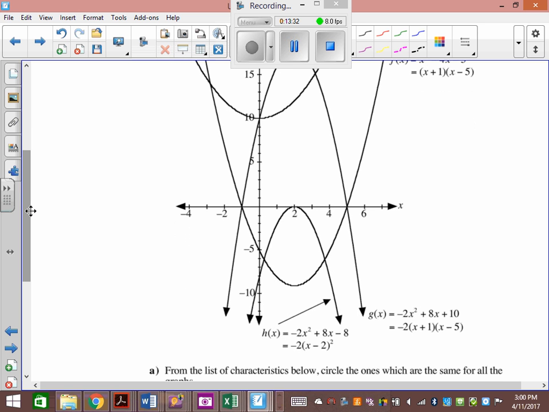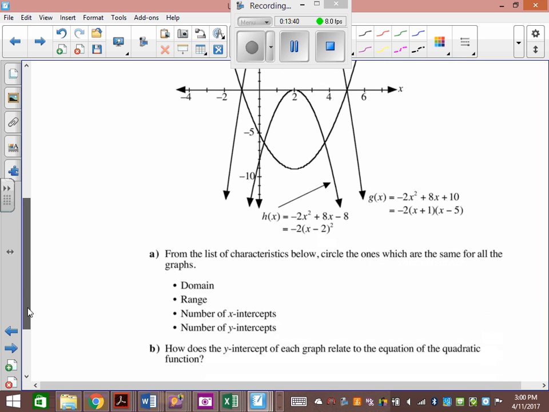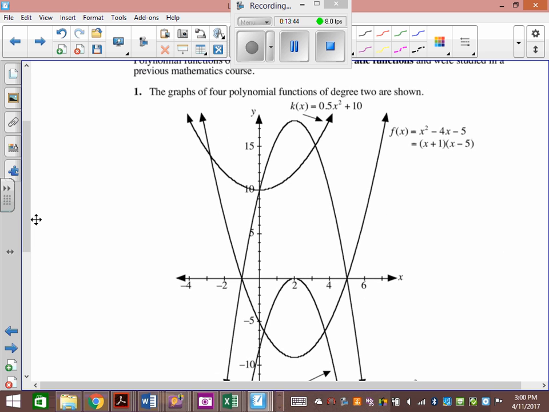we're going to look at the forms of equations for these graphs that don't have brackets. So we're going to look at the equations that don't have brackets for now. From the list of characteristics below, circle the ones that are the same for each graph. Are the domains the same for each graph? We have arrows going out like this. Are they going to keep going out forever to the right and left? Yeah, because they have arrows going out.